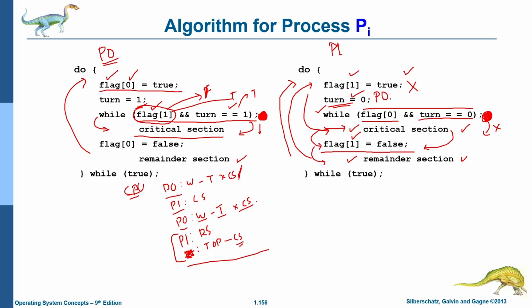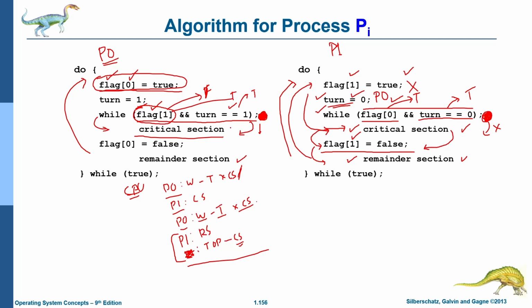Then it sets the turn to 0. So the value of turn is 0, and flag of 0 is still true, because the flag of 0 has been set true by P0, and the turn was just set to 0 by P1. So can P1 enter the critical section again without giving P0 a chance?